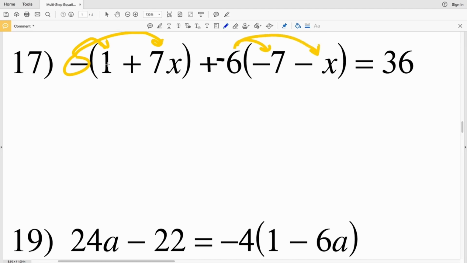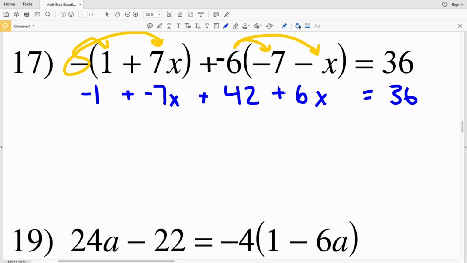So negative 1 times 1 is a negative 1, plus a negative 1 times 7x is a negative 7x. We're going to add that to negative 6 times negative 7, which is a positive 42, and then that's going to be subtracted to a negative 6 times x, which is going to be a negative 6x, but subtracting a negative is adding a positive 6x, and that is all going to equal 36.